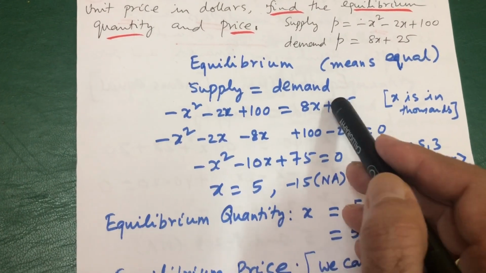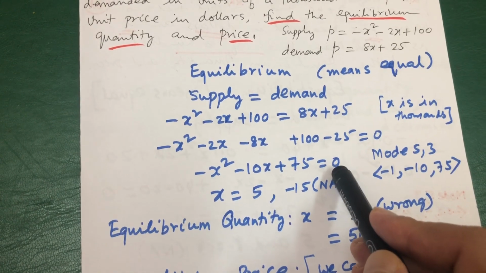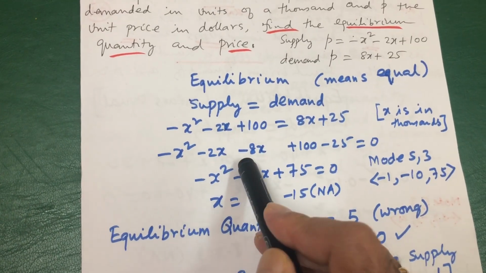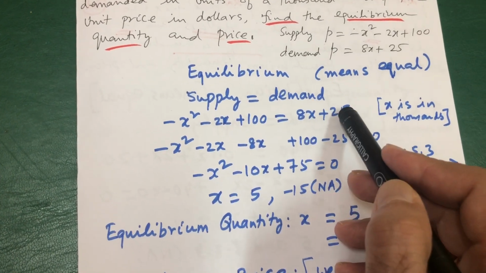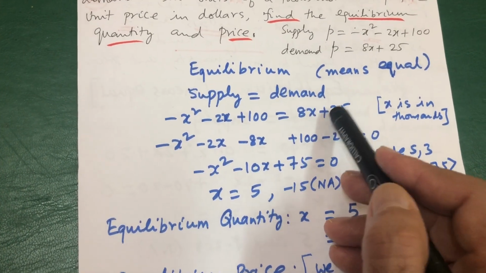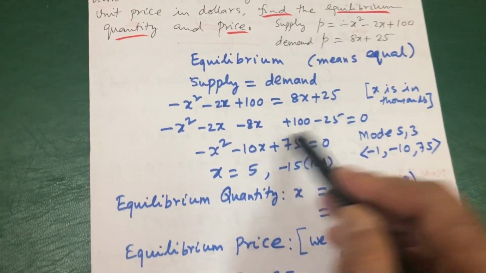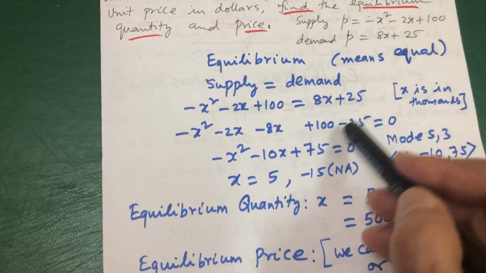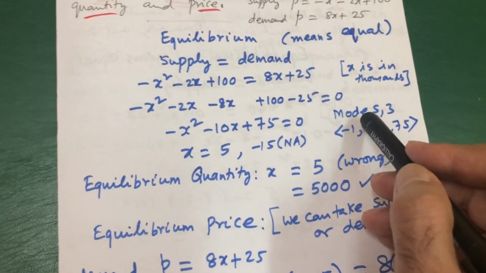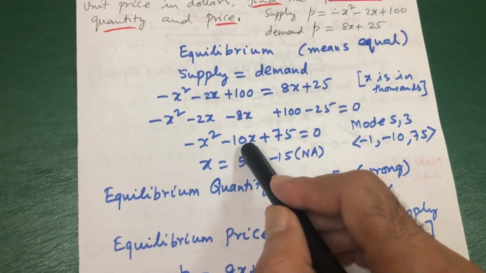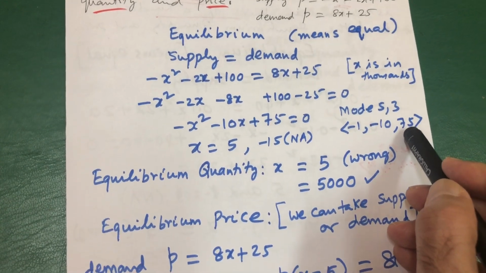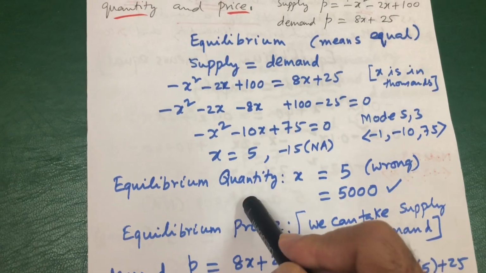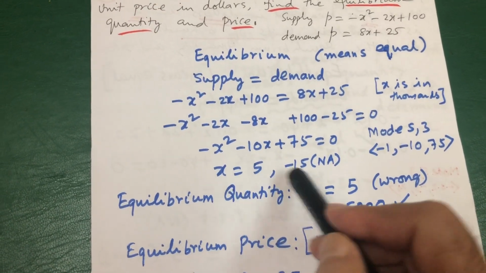Whenever you see x square, everything should go to the left, equal to 0. So minus x square minus 2x, minus 8x on the left side, and 100 minus 25 is equal to 0. You bring 25 to the left, so it will be minus 25. So this will be minus x square minus 2x minus 8x is minus 10x, and 100 minus 25 is 75, equal to 0. Again mod 5, 3: minus 1, minus 10, 75. If you put these in and press equal to, you get 5 and minus 15. The negative answer is not allowed. Equilibrium quantity means x, so x is equal to 5 is your answer.